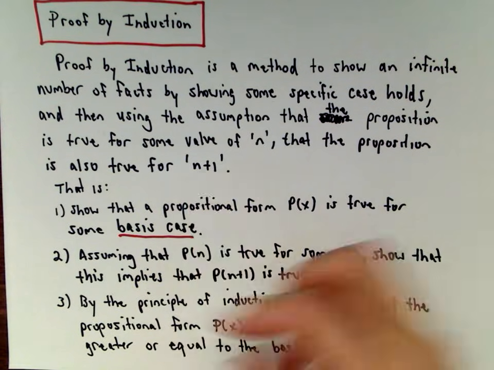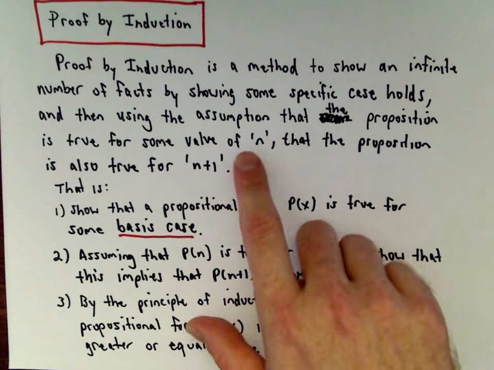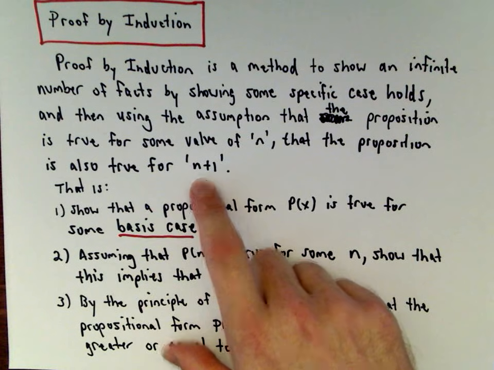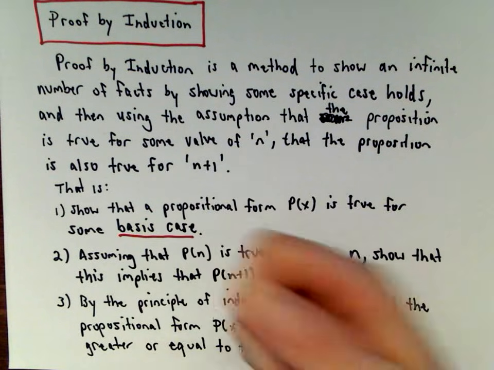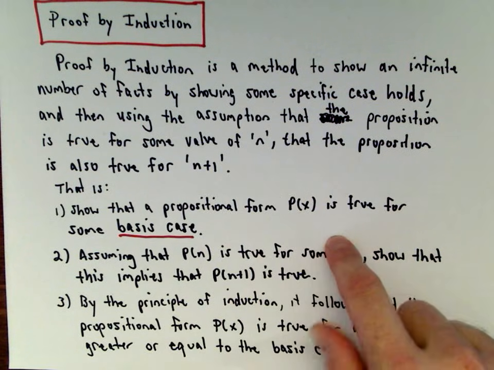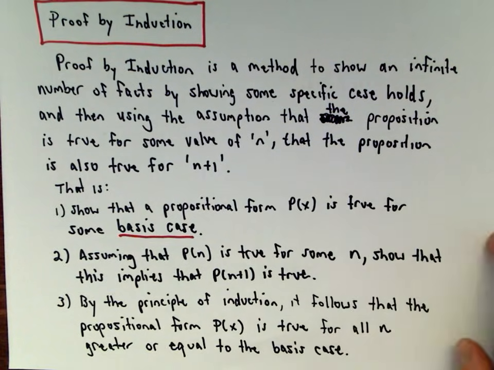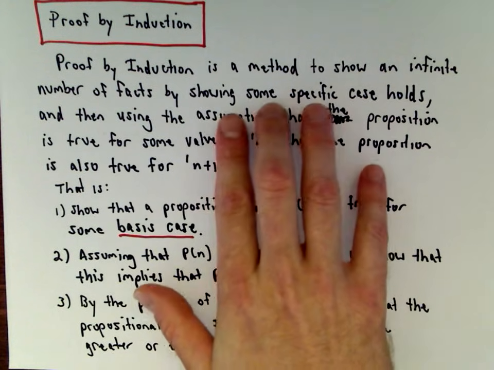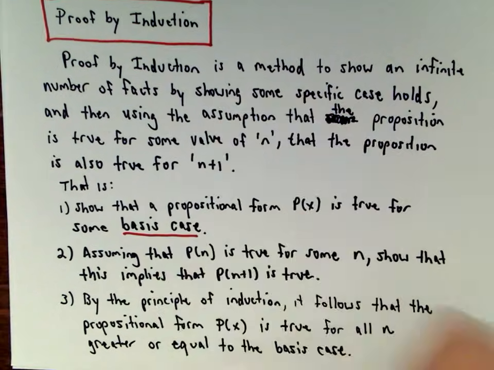So the idea is, when you're showing that it's true for some value of n and that it's also true for n plus 1, you're showing that if it holds for one case, it holds for the next one. But then because of that generality, it would hold for the case after that as well, and the one after that, and the one after that, etc. This first part, showing that it holds for a specific case, gets the whole ball rolling.